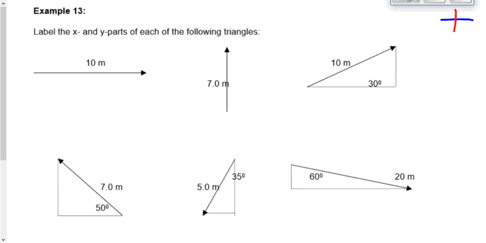All right, let's take a look at this first one here. We got 10 meters, and it's 10 meters to the right. How much of this is x-axis? All of it, right? So we're going to say x is equal to 10 meters, and y is equal to, well, if all of it was x, then how much of it's y? 0.